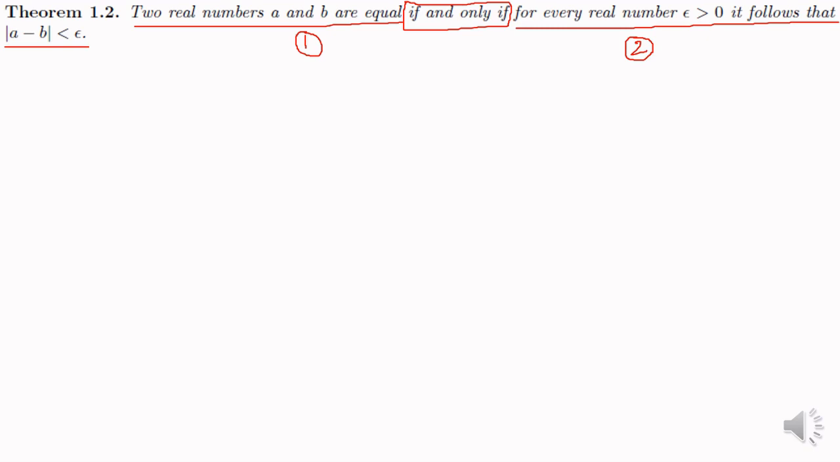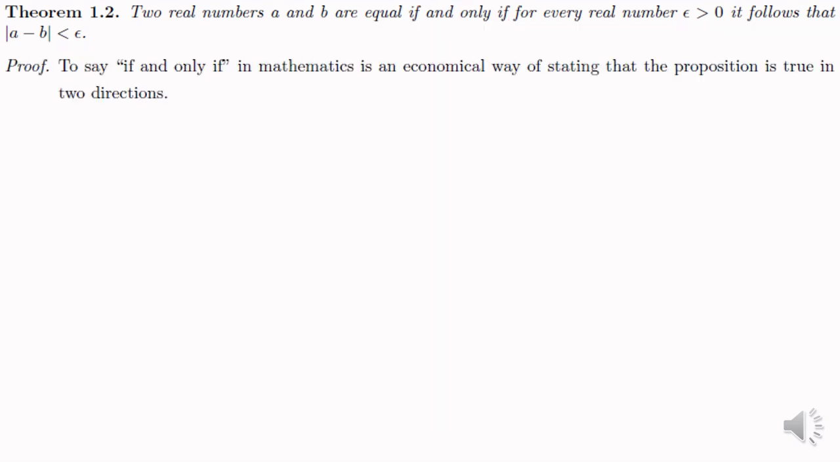Now to prove this theorem, we have to show that if 1 is true, then 2 is true. This is the forward direction, and in the backward direction we have to show that if 2 is true, then 1 is true. So these are the two things required to prove this theorem. First we shall see the proof in the forward direction.